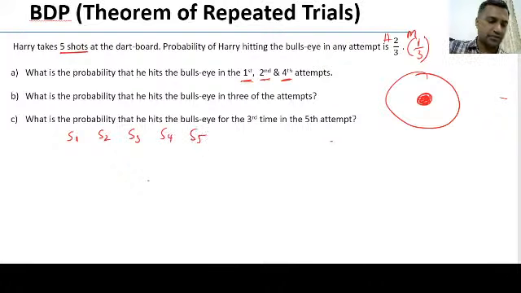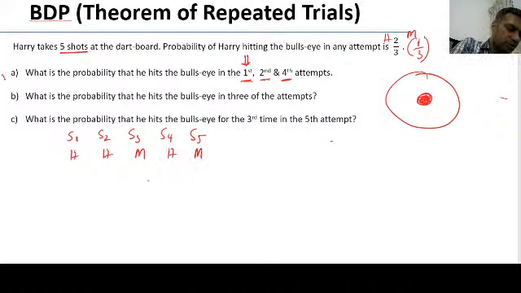Fine, those are my trials. What should happen here? The probability that he hits the bullseye in the first, second, and fourth. He hits here, second hits, third misses, fourth one he hits, and the fifth misses. That's the first question, A. Now he hits the first shot, second and the fourth. What is the probability of hitting? Therefore you say 2 by 3.